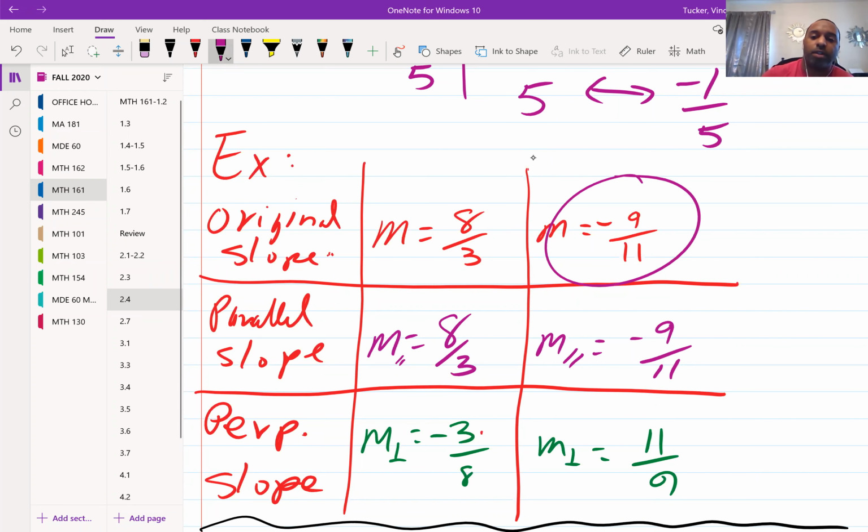Same thing occurs over here. If my slope is -9/11, a line that's parallel to that will still have the slope -9/11. And a line that's perpendicular to it will have the slope of +11/9. All right, questions? Any questions?